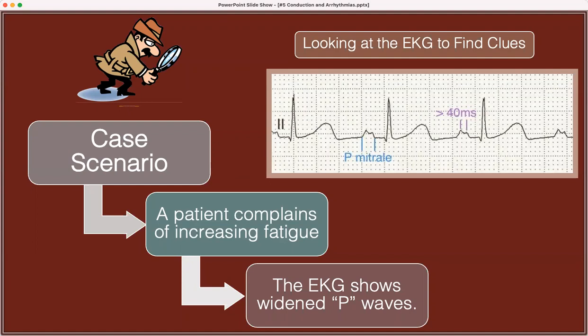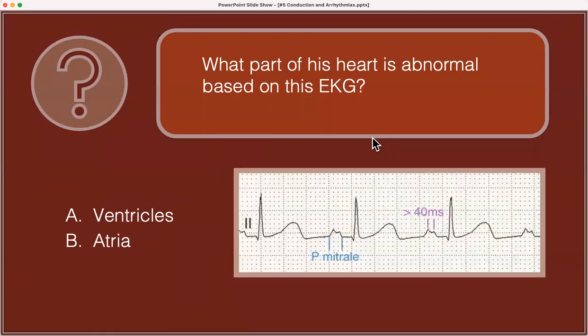This is a case of a patient who comes in with increasing fatigue. The EKG shows widened P waves right here. Normally you should just see one single P wave, and this is called P mitrale, or widened P wave. So based on his heart, what part of his heart is abnormal based on this EKG? Is it a problem with his ventricles or a problem with his atria?